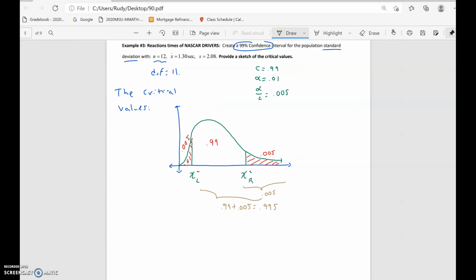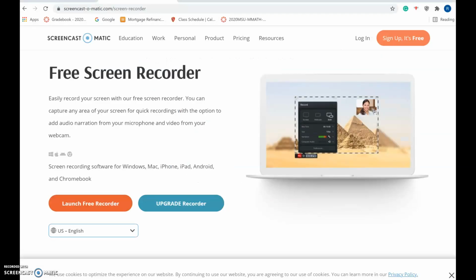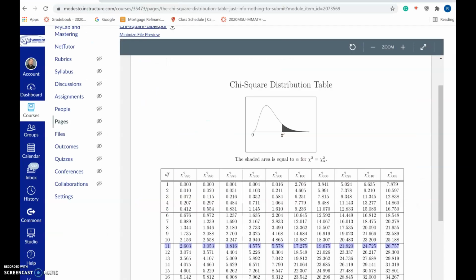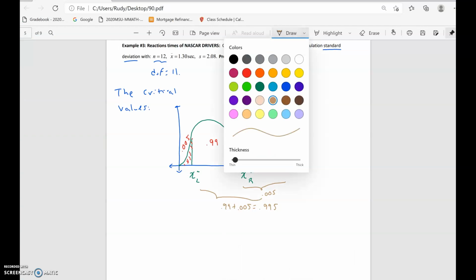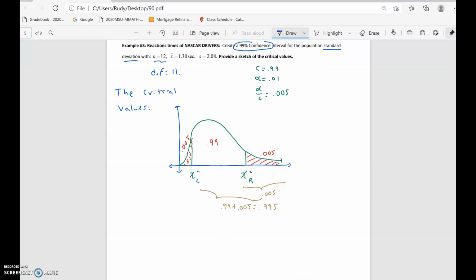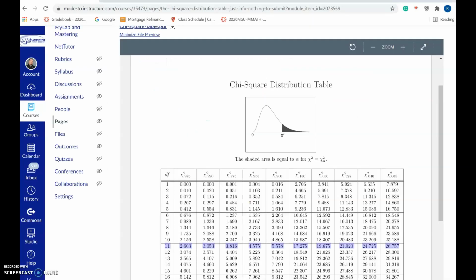So as we look at these values on the table, the first one is going to have 0.005 area to the right, and with 11 degrees of freedom. So that means we're looking at 11 degrees of freedom, 0.005, it's going to be 26.757. Let me double check. 26.757.